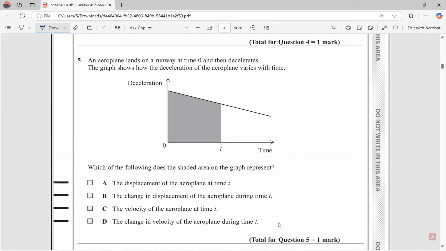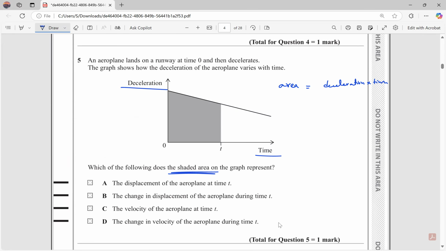Question 5. An aeroplane lands on a runway at time 0 and then decelerates. The graph shows how the deceleration of the aeroplane varies with time. Which of the following does the shaded area on the graph represent? Same concept, guys, that we did in question 1. If you are trying to find the area under a graph, it is the two things multiplied by each other. Deceleration multiplied by time.